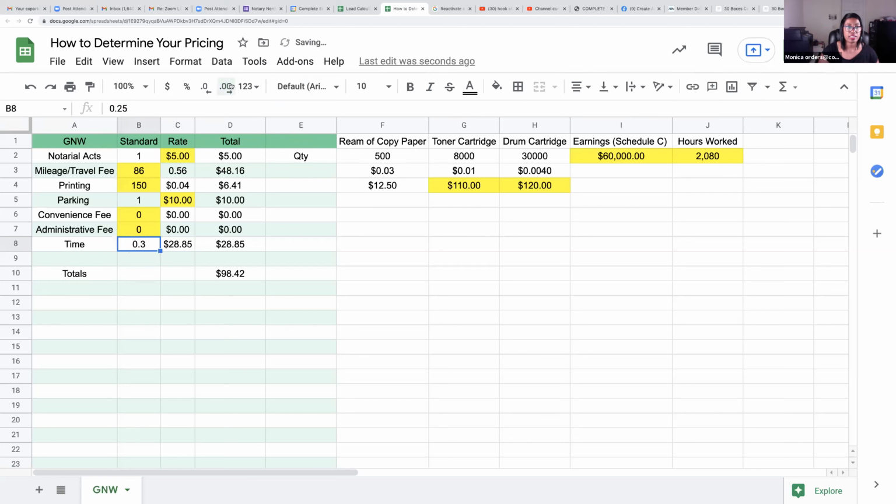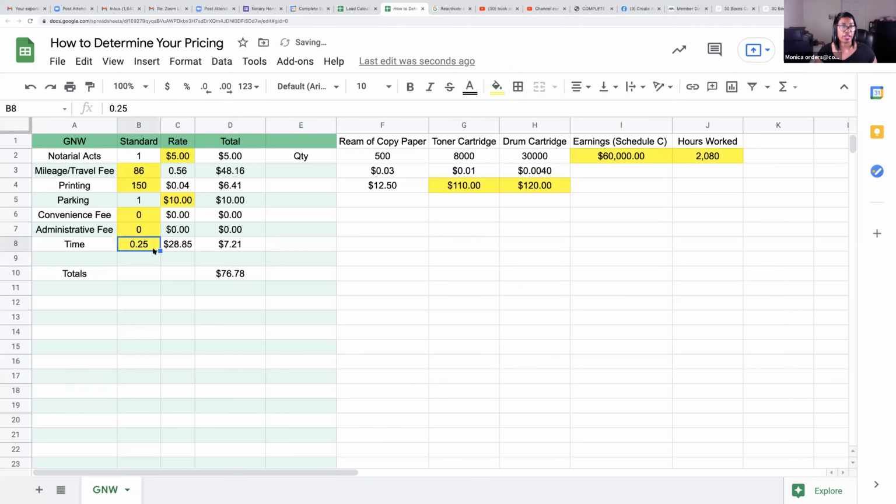And let's make our decimals bigger. Okay. So 0.25 is going to be our standard, and our rate is here. So we're going to have to, where did I put my formula? Okay, there we go. So we're going to have to take our standard time times our rate.